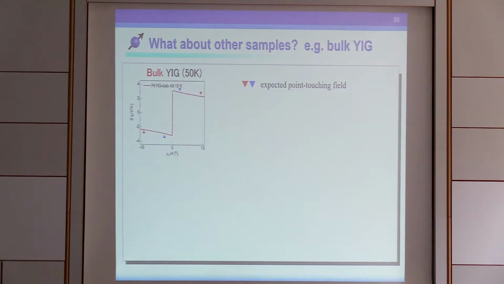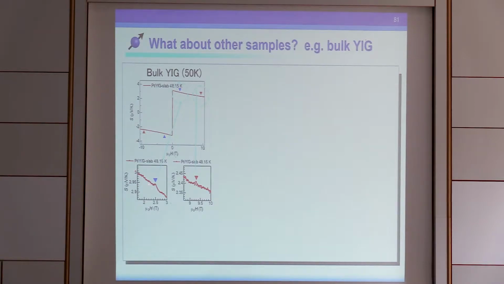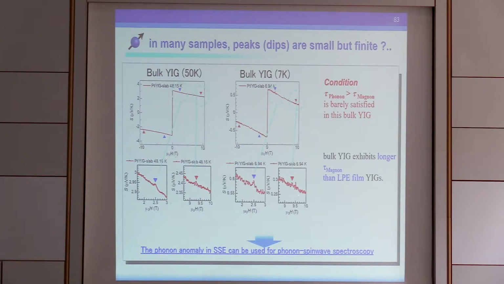So, what about other samples? This is bulk yttrium iron garnet. You can see peaks here and here. But maybe the peaks are too weak. By looking over the data again, this is a magnified view. You can see small peaks here and here. So the peaks are very, very small, but a kind of universal feature. So this is lower temperature. There are also small peaks here and here. So this phenomenon may be a very universal feature in the spin Seebeck effect.